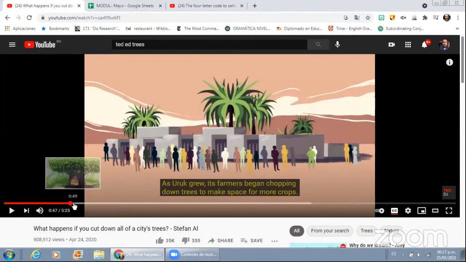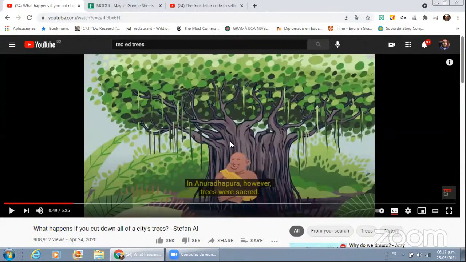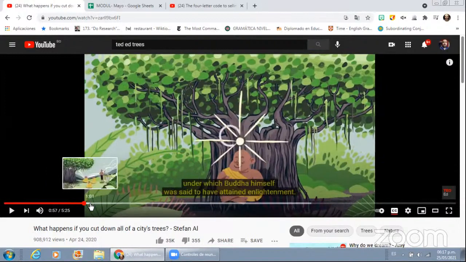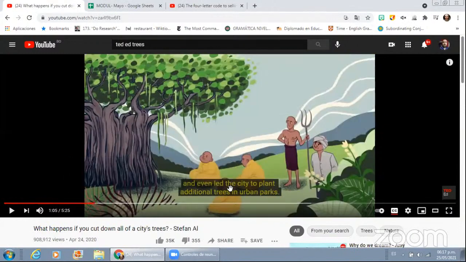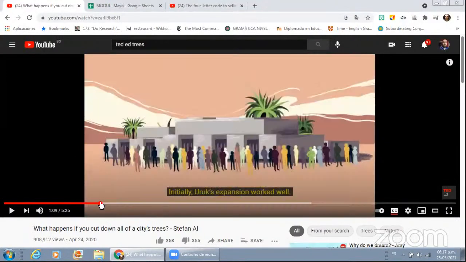That was Uruk's mistake. But what happened in Anuradhapura? They were sacred, all right? They were sacred. It means that you cannot touch the trees because they are sacred, right? That is a religious word, sacred. And because of that, right, they took care of the trees. And it mentions that they even, over here, let me show you, they even planted additional trees. So they were not only sacred, they were also so important that they decided to plant more trees. And this is Anuradhapura, okay?